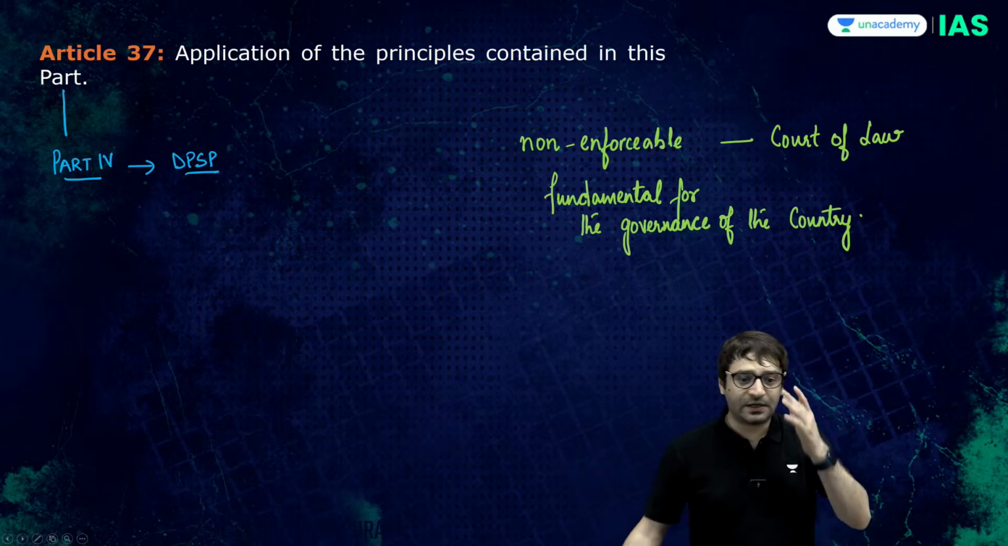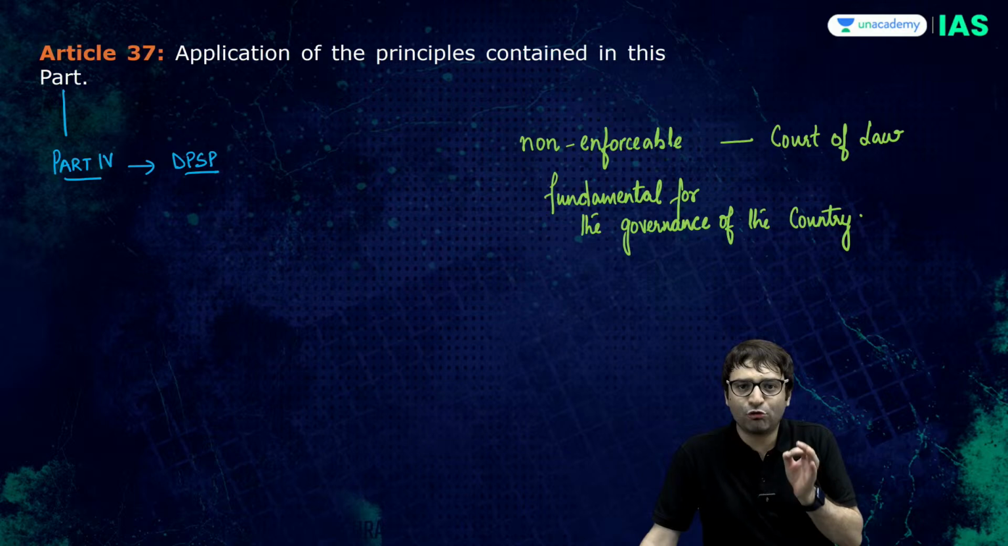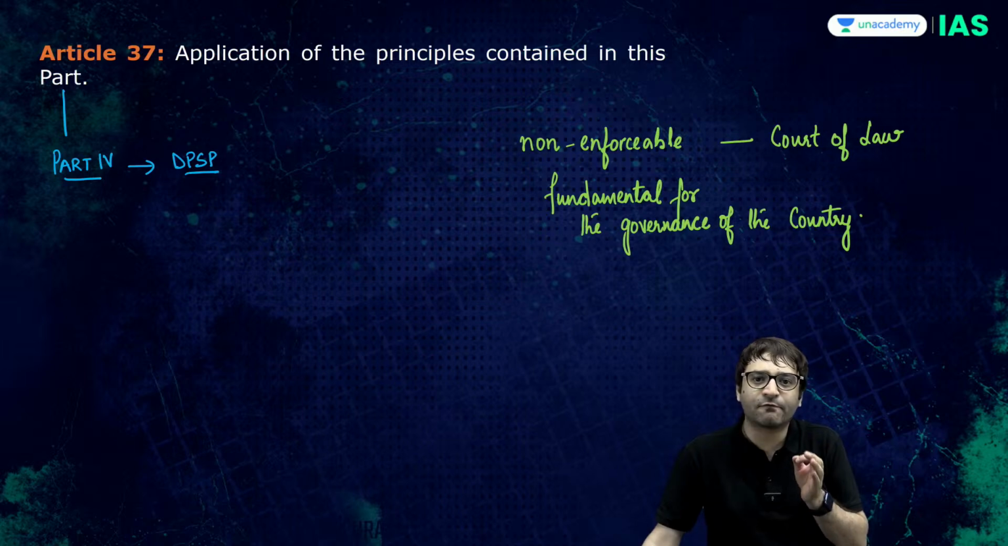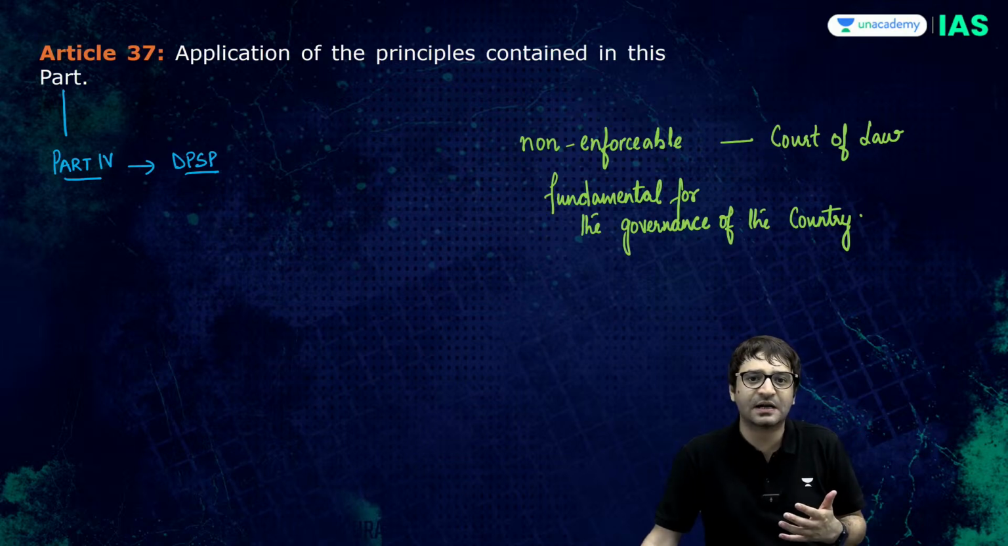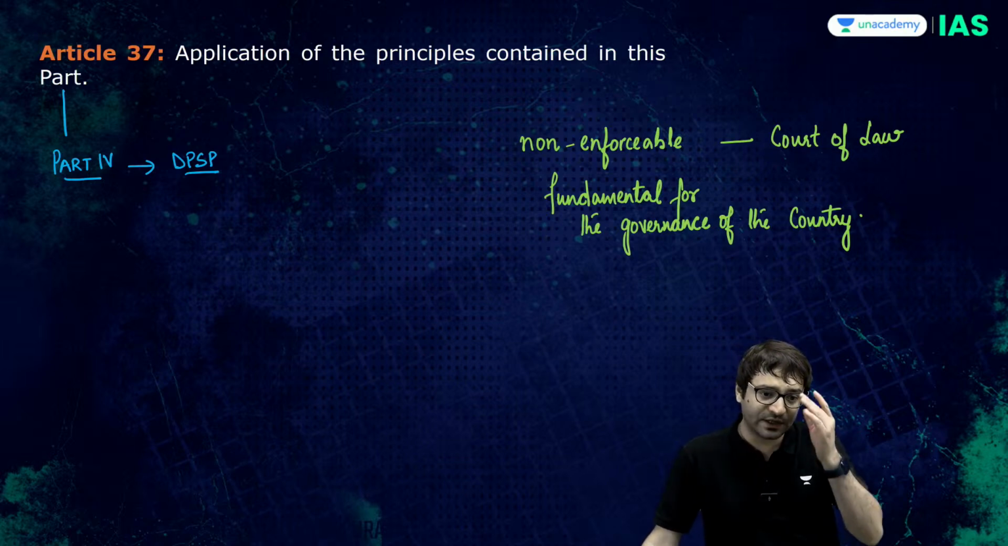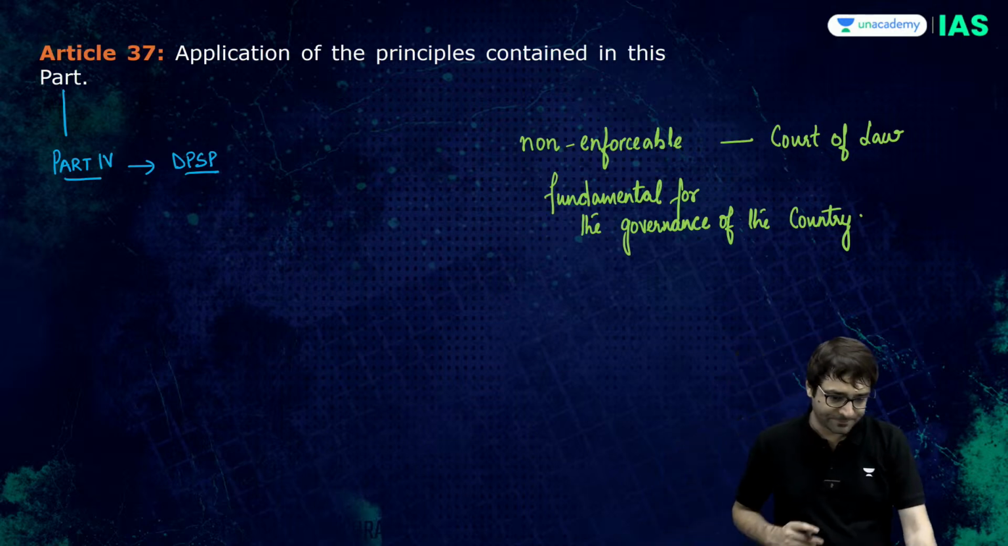So Article 37 talks about two important characteristics of directive principles. These principles contained in Part 4 are not enforceable in a court of law. Nevertheless, it shall be the duty of the state to implement them, because these DPSPs are fundamental for the governance of the country.